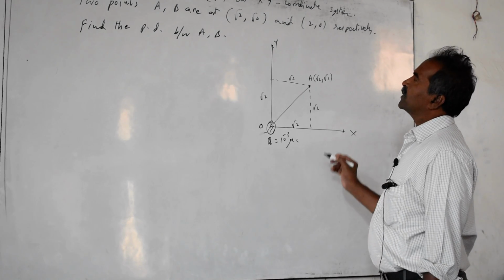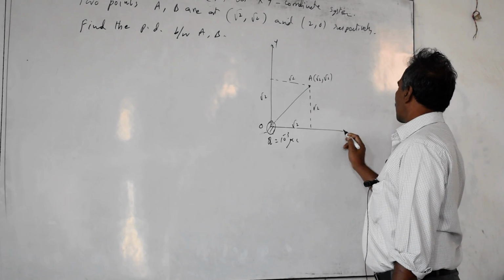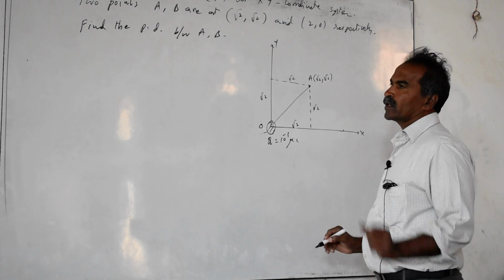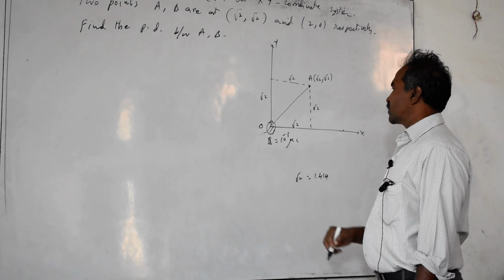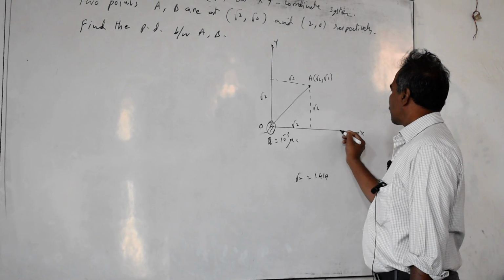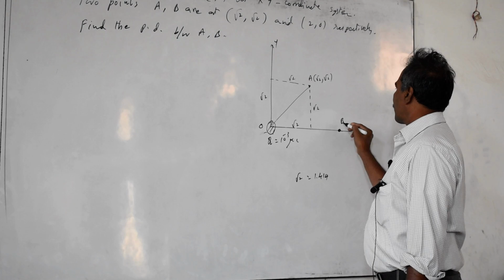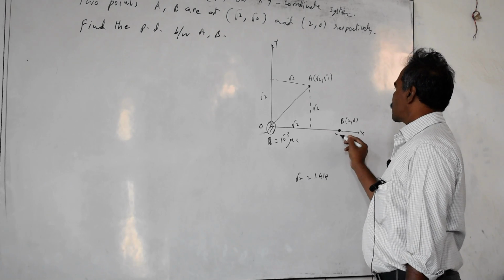And another point, B, is at 2 comma 0. This is the x coordinate, y coordinate. So take it as 2 units. Root 2 is nothing but 1.414, means less than 2. So the other point B is given at 2, so it is beyond this point. Take it up, this is B. Coordinates 2 comma 0.